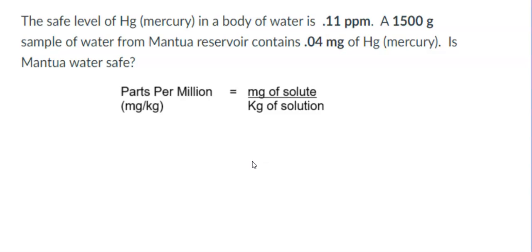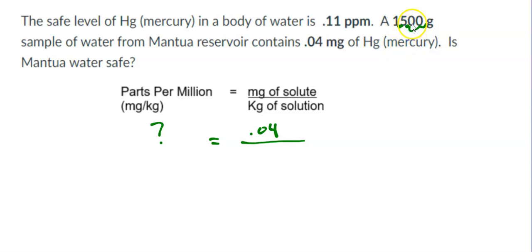Okay, this one has 2 steps because it asks 2 questions, sort of. It says, is Manaway's water safe? So the first thing we have to do is figure out the ppm in Manaway. It says the safe level of mercury in a body of water is 0.11 ppm. A 1,500 gram sample of water from Manaway reservoir contains 0.04 milligrams of mercury. Is Manaway's water safe? So what we're trying to solve for is the parts per million, and we are given milligrams, 0.04. We are not given kilograms. We're given 1,500 grams.